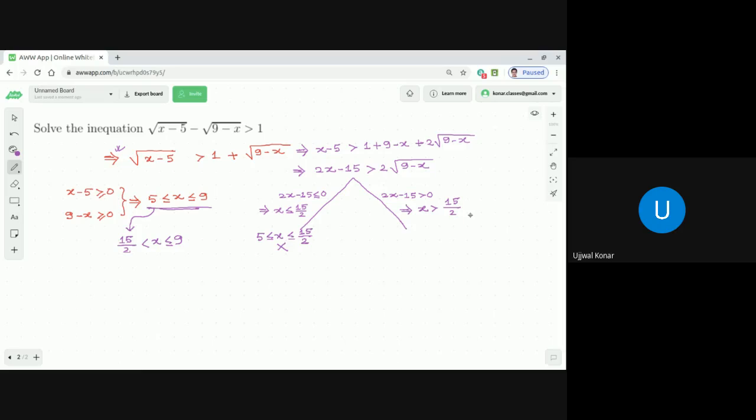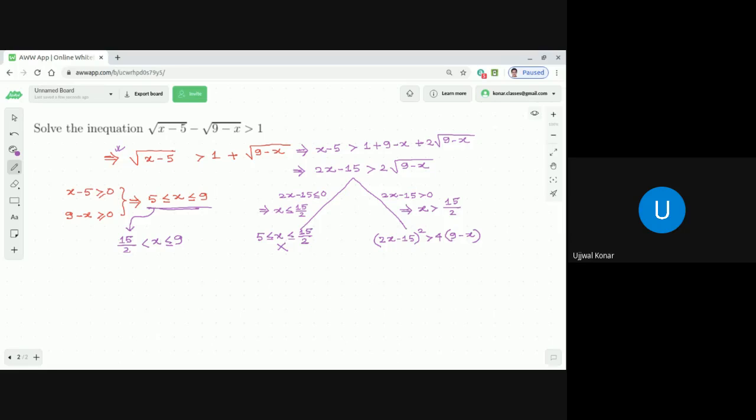Correct, no? When x is greater than 15 by 2, then 2x minus 15 is greater than 0, and 9 minus x is obviously greater than 0, so we can square both the sides. So what are we going to get here, dear students? From this inequation, 2x minus 15 greater than 2 into square root of 9 minus x, we can write 2x minus 15 whole square is greater than 4 into 9 minus x. Correct, na, dear students? And if you simplify further, what are we going to get?